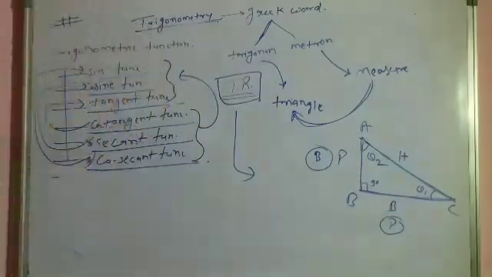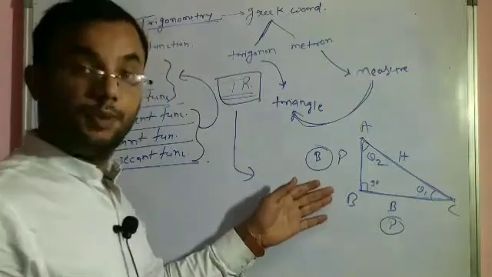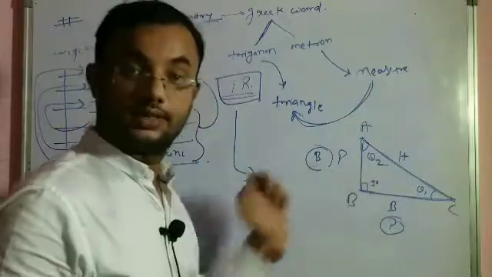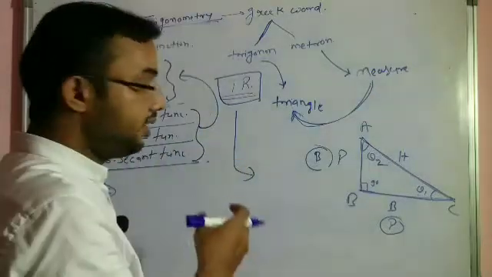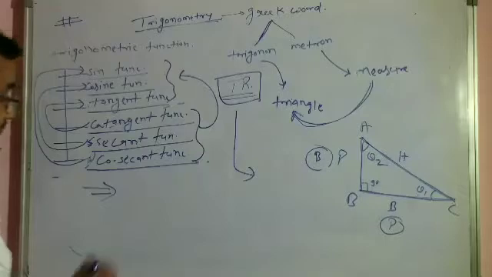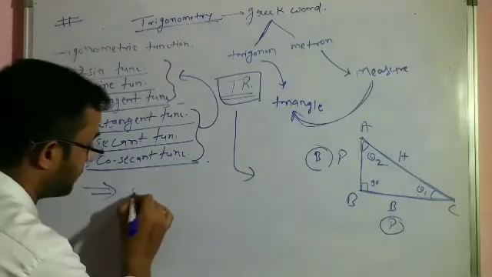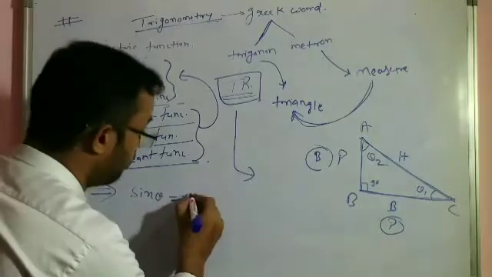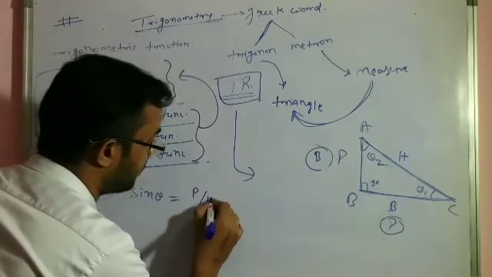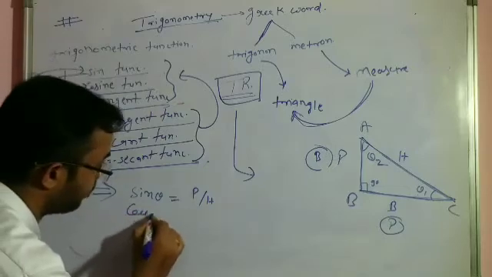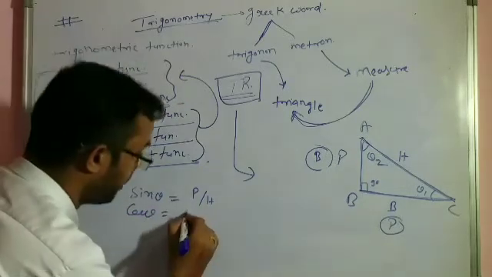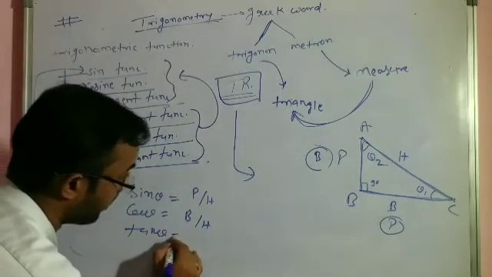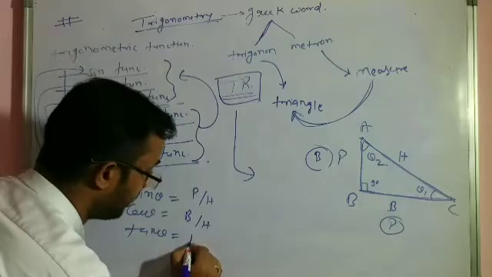Okay. Now, we find out the relationship between these trigonometric functions, the sides of the triangle and these angles. So, these relationships are as follows. Sine theta is equal to perpendicular divided by hypotenuse. Cos theta is equal to base upon hypotenuse. Tan theta is equal to perpendicular divided by base.